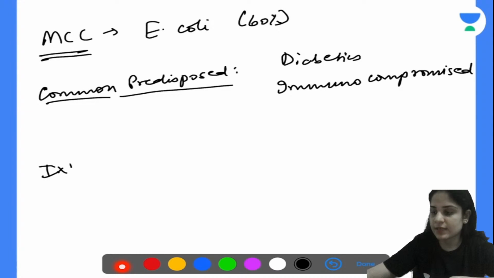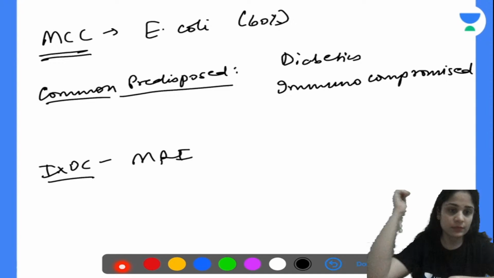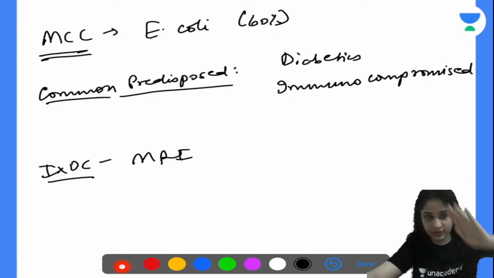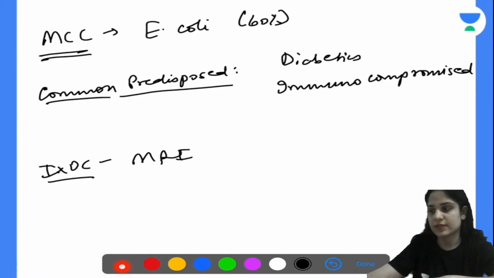What is the investigation of choice in case of an anorectal abscess? If they ask you, it is MRI, to actually locate the abscess. Which area is it in? Is it submucous or ischiorectal or perianal? To locate it exactly, you can do an MRI. That is the investigation of choice.